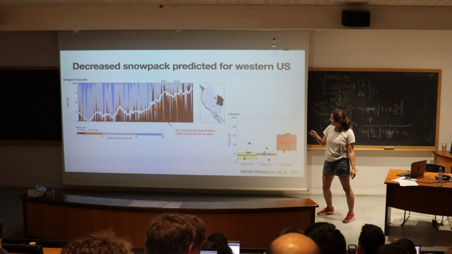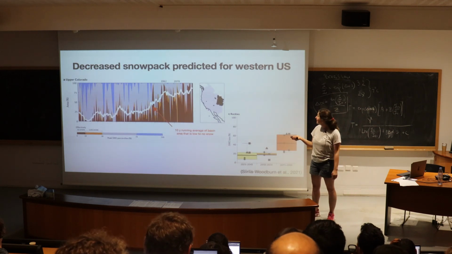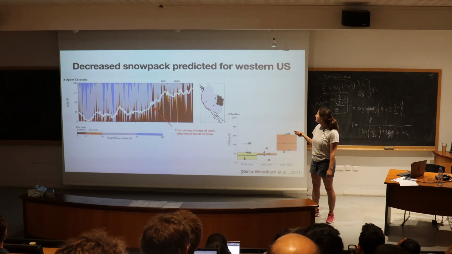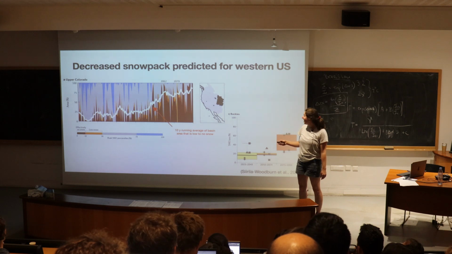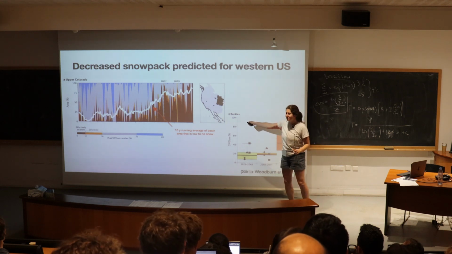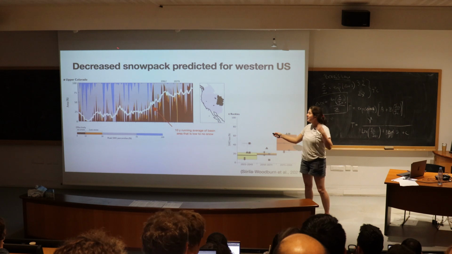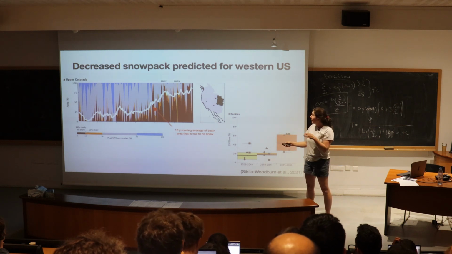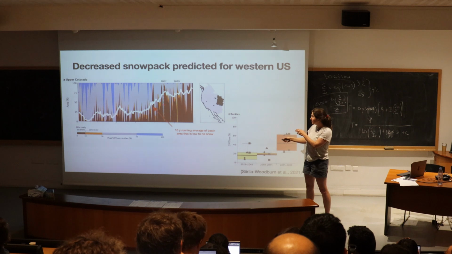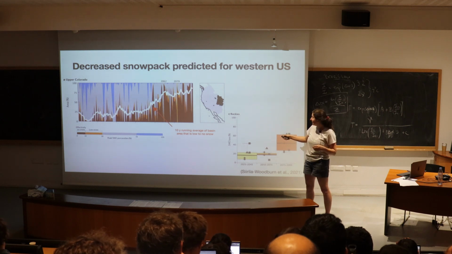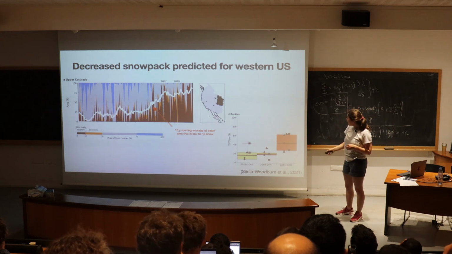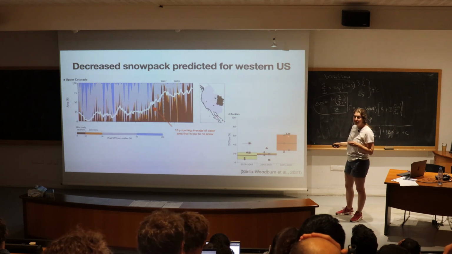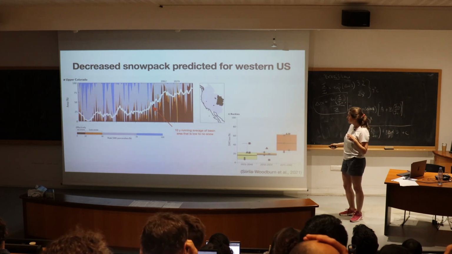Unfortunately, snowpack is predicted to decrease for the western United States. On the left, we have the percent area of the upper Colorado River basin, which is not too far from the area I study, that is low to no snow, increasing by the end of the 21st century. On the right, for the Rocky Mountains, which are also in Colorado near the area I study, we see a predicted decrease in snow water equivalent, so a decrease in snowpack, by the end of the 21st century for this region.